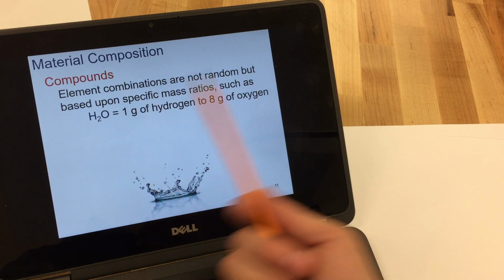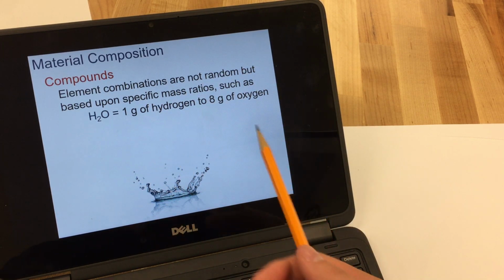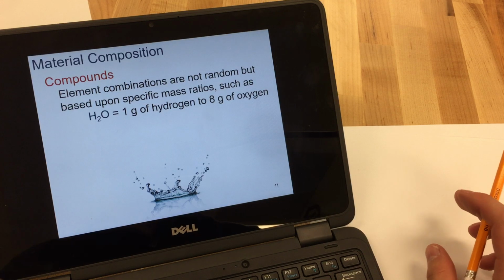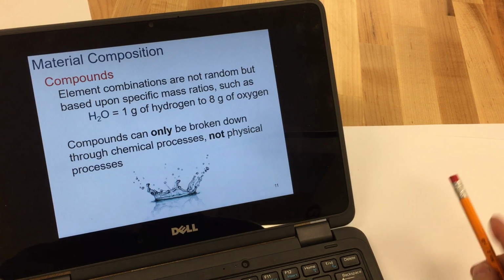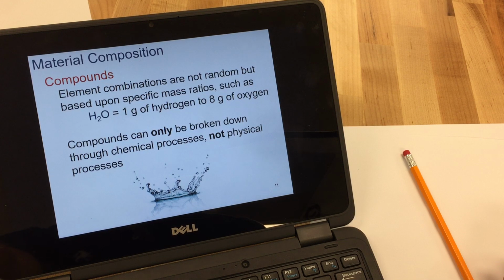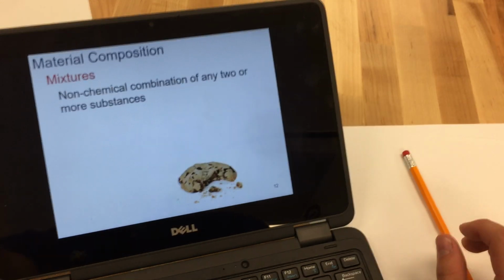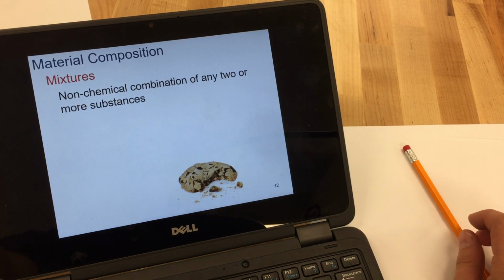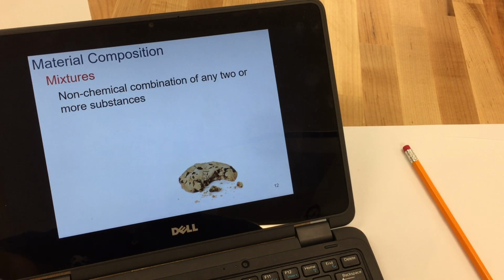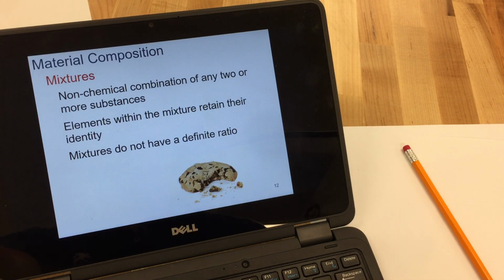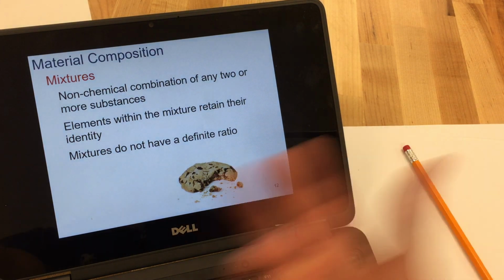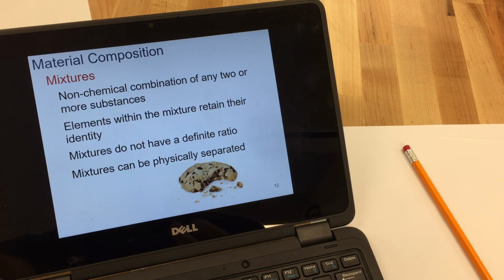Compounds, elements, combinations are not random. All right, so like water, H2O, 1 gram of hydrogen to 8 grams of oxygen. That's a compound. And they can only be broken down through chemical process, not physical process. So I can't physically separate the hydrogen from the oxygen, but they can be separated through other things. So that is one way. Mixtures are non-chemical combinations of any two or more substances. All right, and they can retain their own individual identity and do not have a definite ratio. So the cookie and the chocolate chips, they can be separated physically.